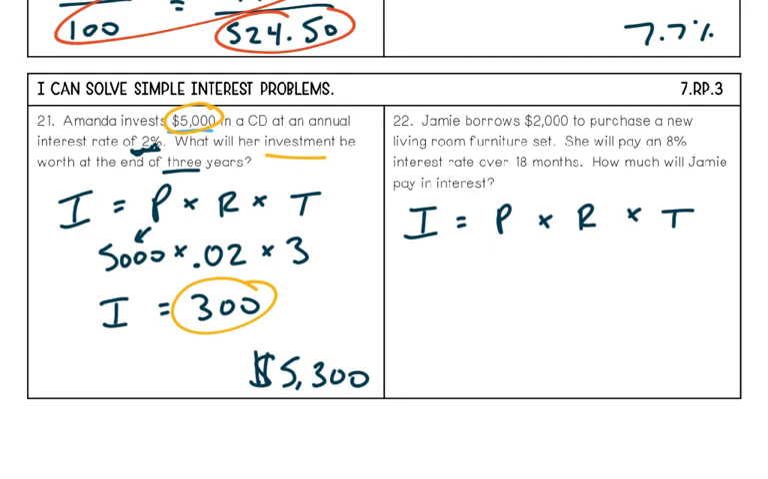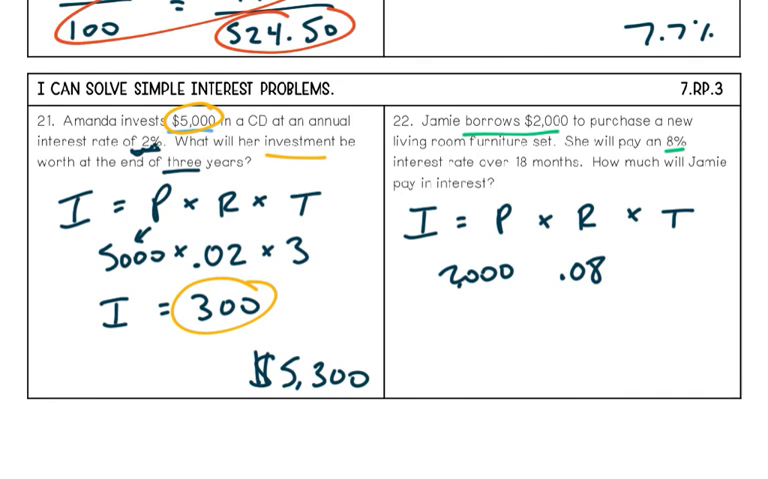22 is also a question about simple interest, so I use the formula interest equals principal times the rate times the time. When I look at the problem, I'm going to pull out the information that I have. In this case, she borrows $2,000 to start. That's the principal because she started out by borrowing that money, so I'll put a $2,000 in for the P. She pays 8% interest. That's the rate, and I know that I need the rate as a decimal, so 0.08 is the decimal equivalent of 8%.